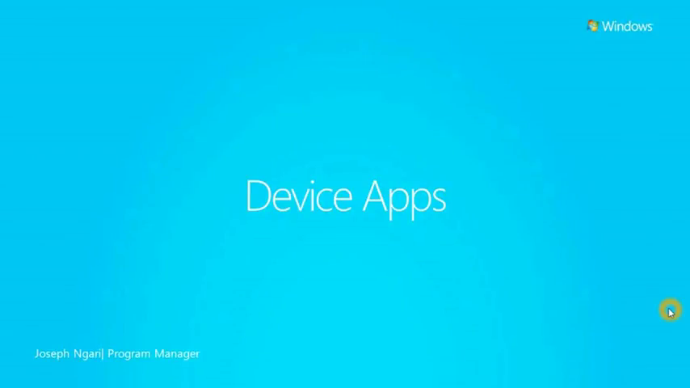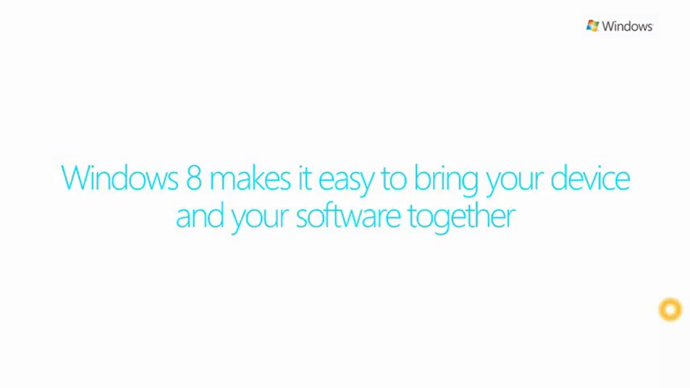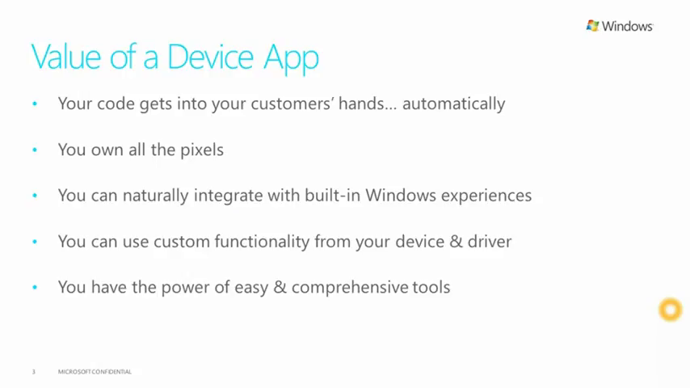In this session, we're going to talk about Windows 8 device apps. Now, Windows 8 makes it really easy to bring your device and your software together. Now, one of the first things you get when you build a device app is that the application gets deployed automatically. And we're going to spend most of the talk describing how that works.